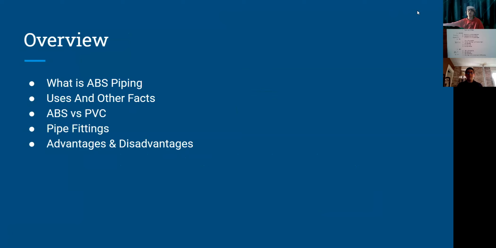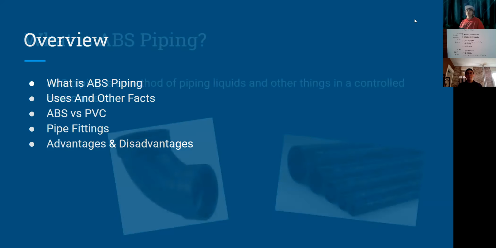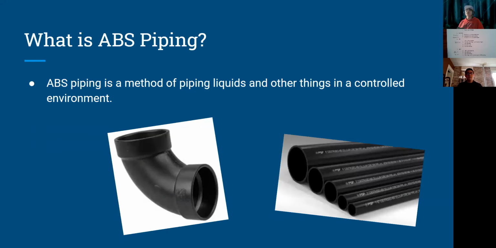So the first thing I'd like to talk about is exactly what is ABS piping. ABS piping is very similar to PVC piping, being that it is mostly used to transfer liquids and other different kinds of liquids like sewage or just water, and it can be used in a controlled environment.